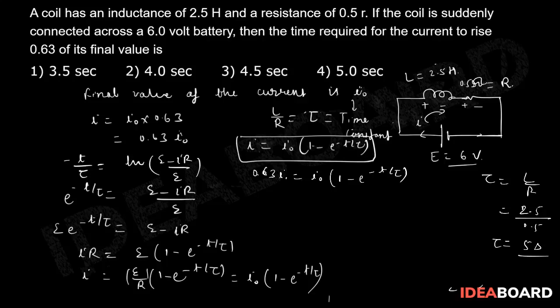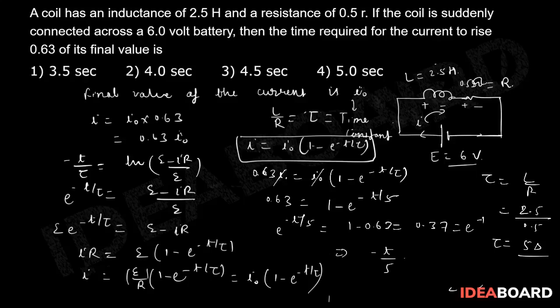So if you put the values, I naught will be cancelled out. This will be 0.63 is equal to 1 minus e to the power minus t by 5. So from there I can get e to the power minus t by 5 is equal to 1 minus 0.63, which will be approximately 0.37, right? So if you see, this will be e to the power minus 1 only. So that should give you minus t by 5 is equal to minus 1. This is cancelled out. t is equal to 5 seconds.